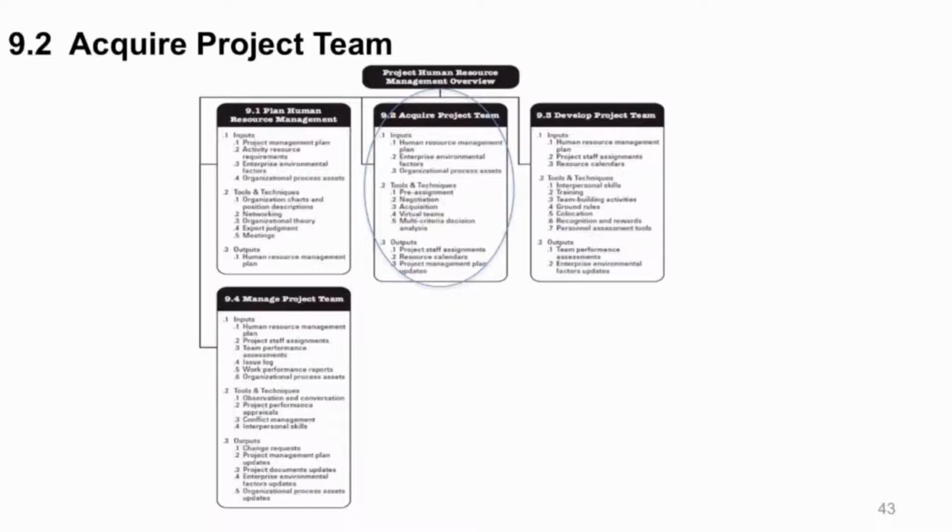So that's it for 9.1, developing the plan and how we're going to manage the acquiring of our team. And now we're going to actually go out and get the people, and we're going to do that in a minute. Okay, now that we've created our HR management plan, we're going to actually go out and acquire the team. So here is our human resource management overview of the knowledge area. Circled is 9.2, so we're going to get into that right now.